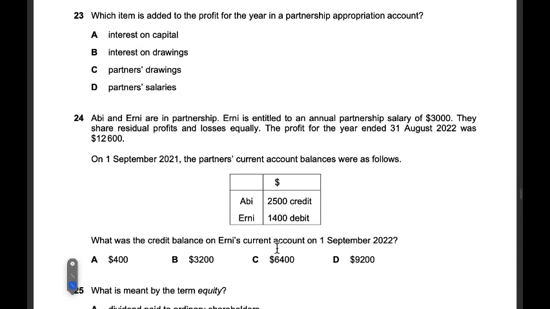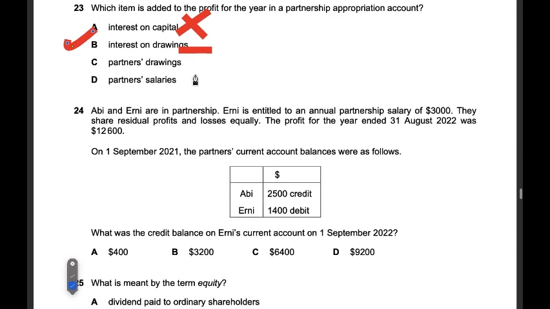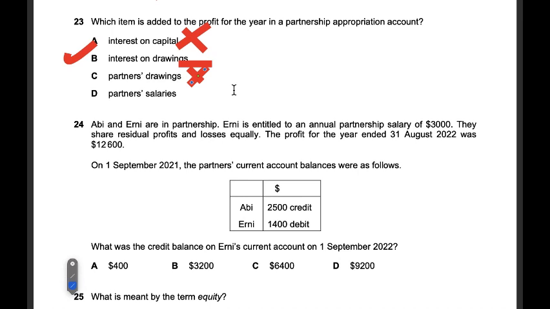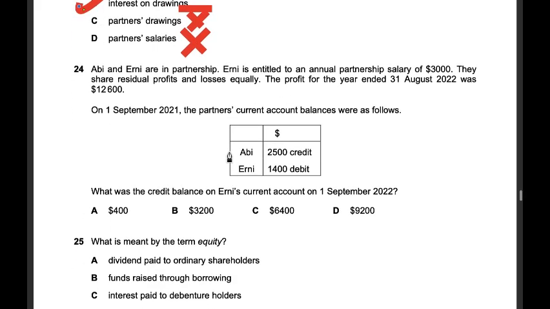Question 23. Which item is added to the profit for the year in a partnership appropriation? Items that are added to the profit for the year are those which are paid to the business, not paid by the business to the partners, but paid to the business. Interest on capital is paid by the business to the owners. So this is wrong. Interest on drawings. Interesting. This is correct. Partners' drawings. Wrong. Partners' drawings are not included in the appropriation account at all. And partner salaries are again paid by the business. This is also wrong. Making option B our correct answer.